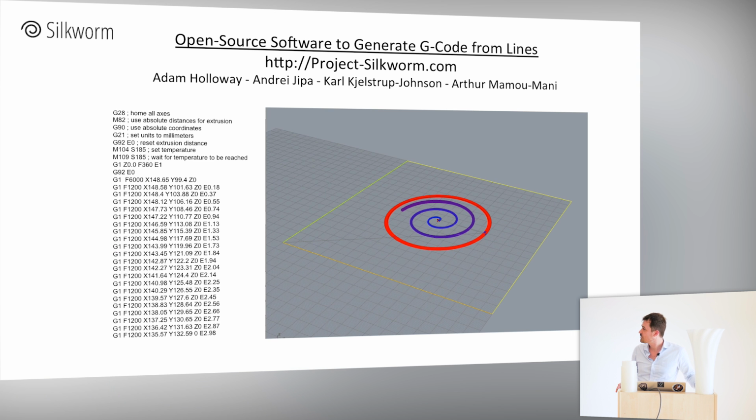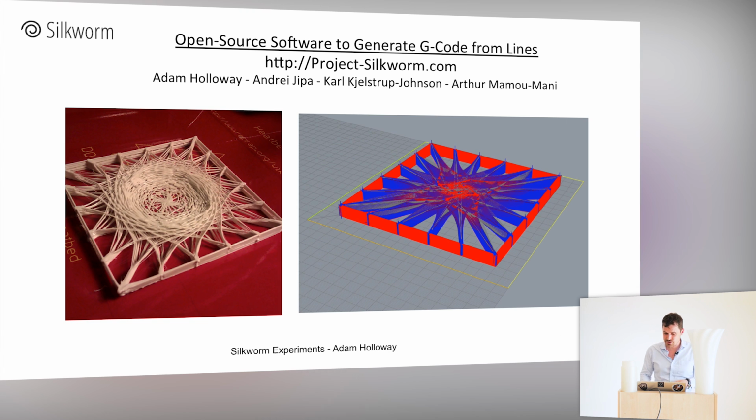ProjectSilkworm.com. It's downloadable, and this is what it produced. So this is called G-code. You probably know it. And it's just an X, Y, and Z coordinate, and some information like E for extrusion, or G1 for extrude, or things that set temperatures and so on.